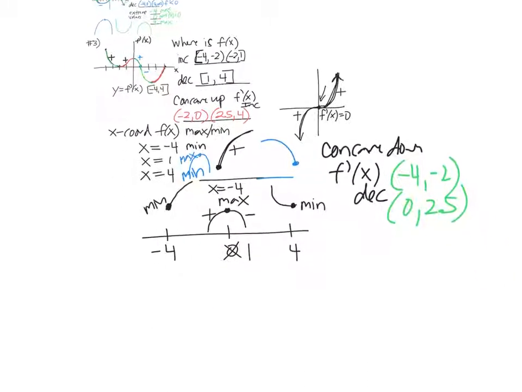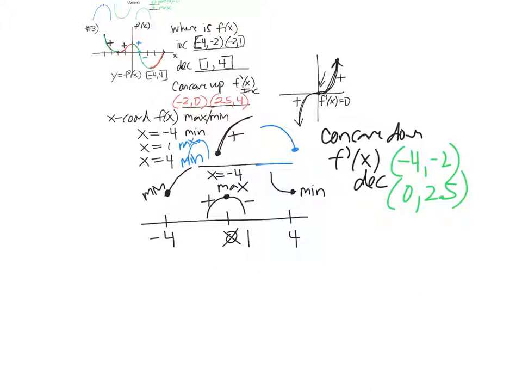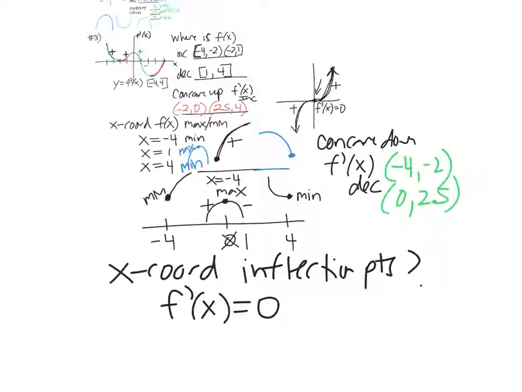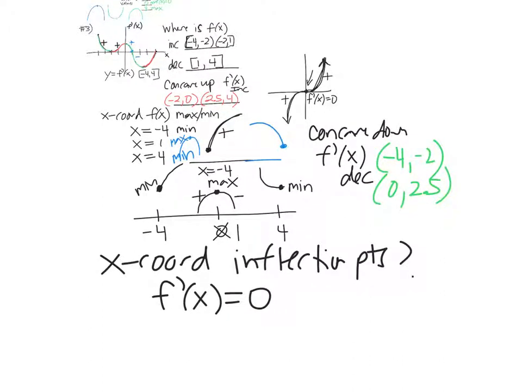Okay, last question. What are the x coordinates of the inflection points of f? Inflection points. Okay. Inflection points are going to be when f prime of x equals 0. So where does this thing equal 0? -2, 1, and 4.